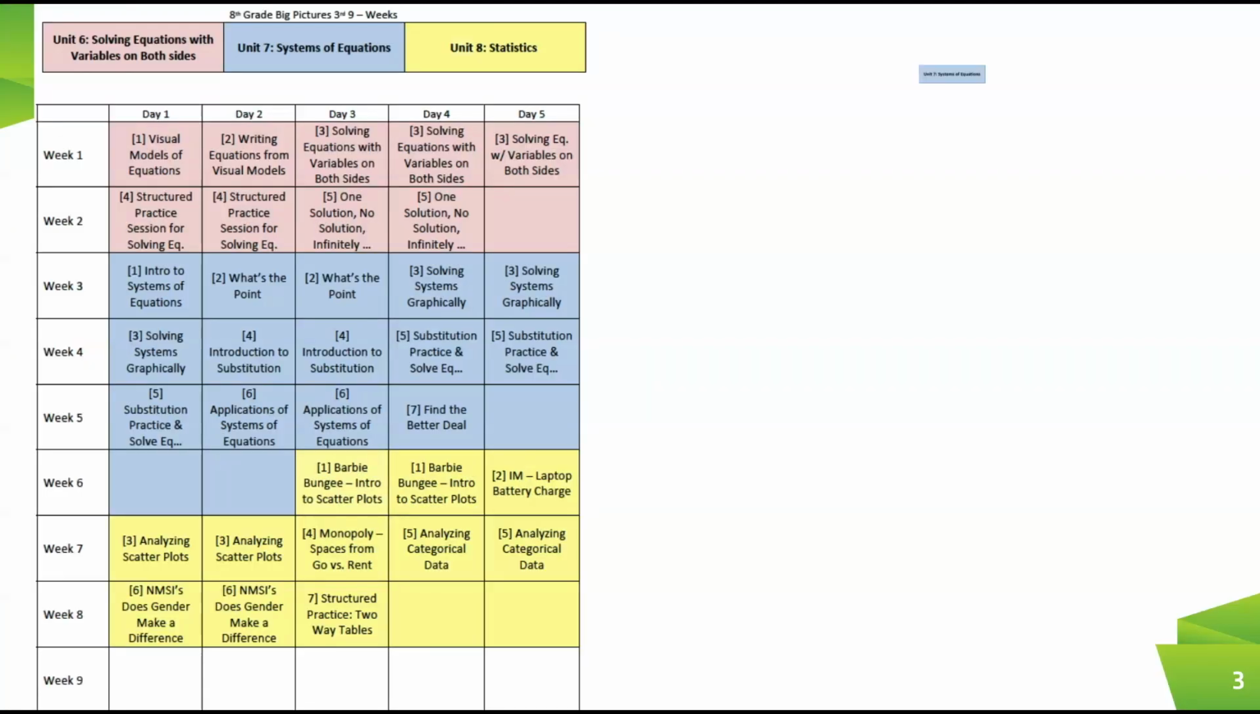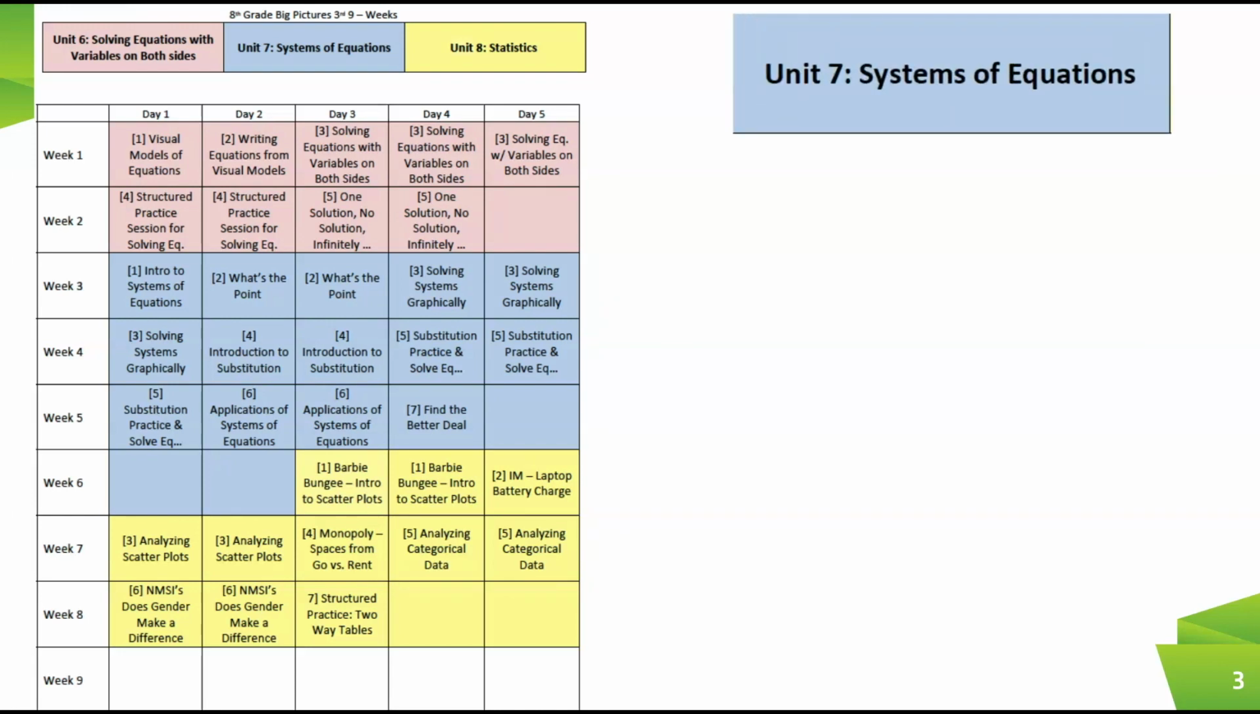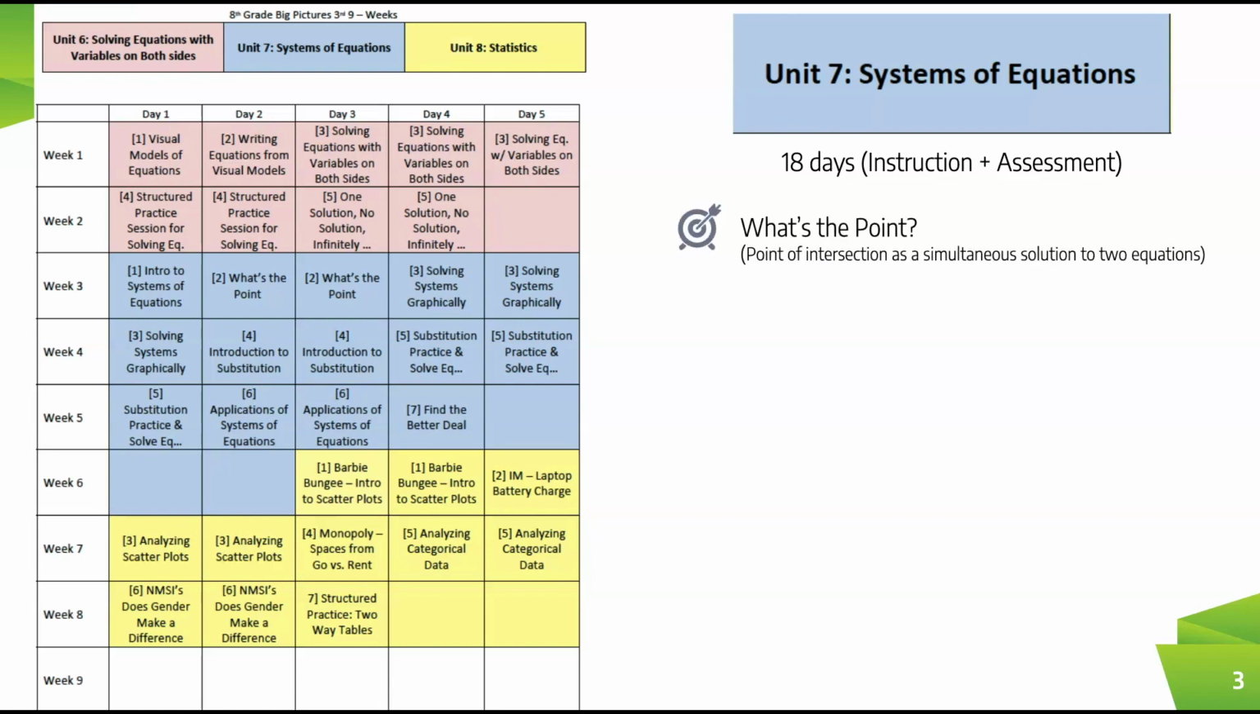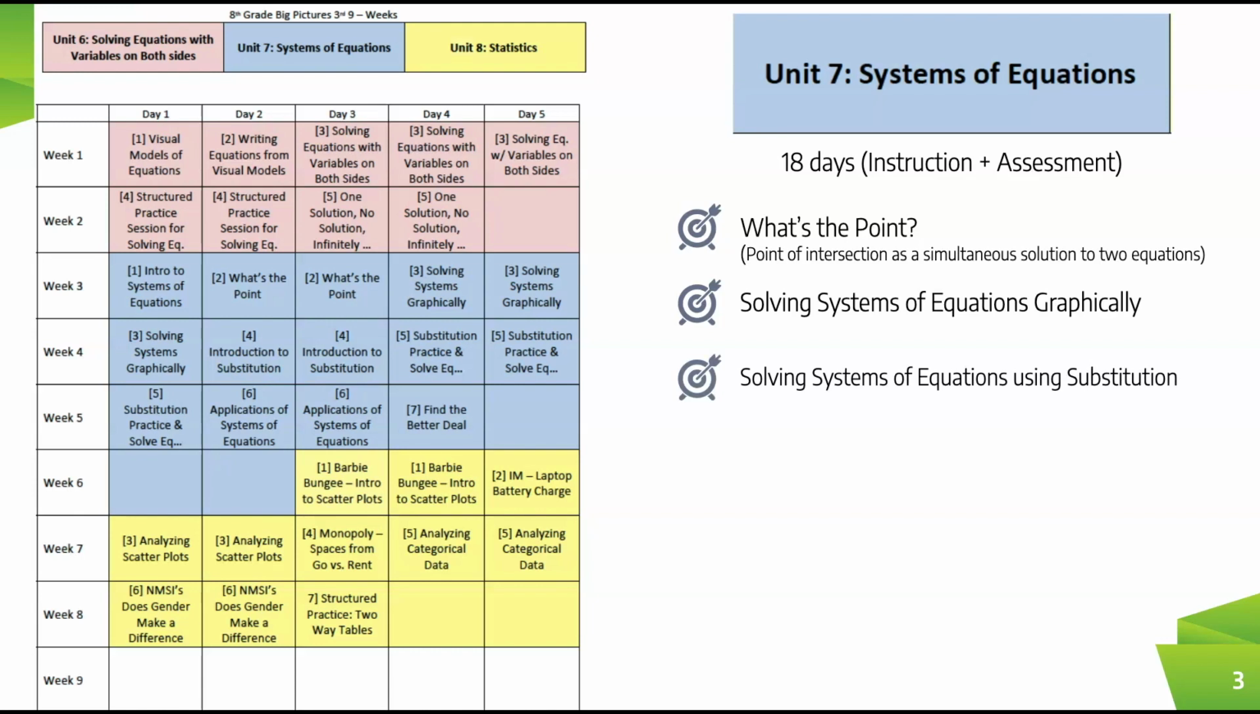Next is Unit 7, Systems of Equations. This unit is 18 days. The unit begins with a lesson titled, What's the Point? Understanding that the point of intersection is a simultaneous solution to two equations. We then solve systems of equations graphically, then using substitution.